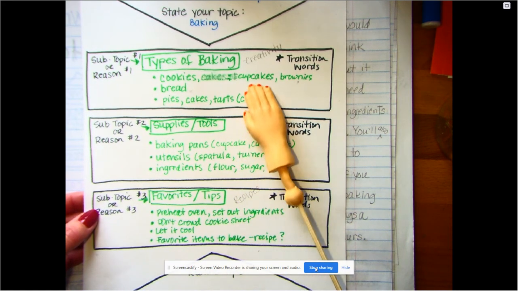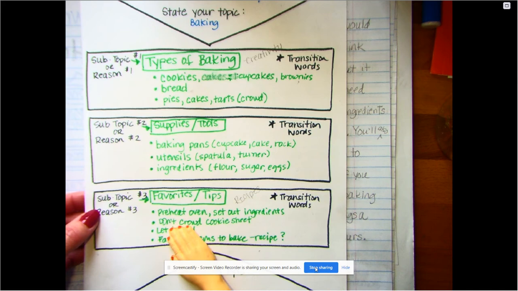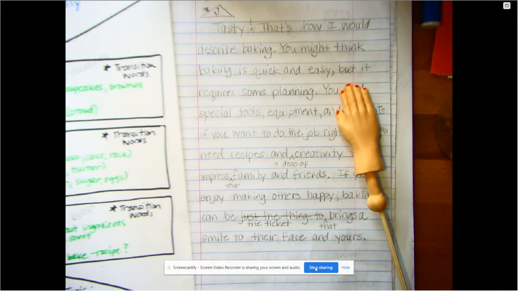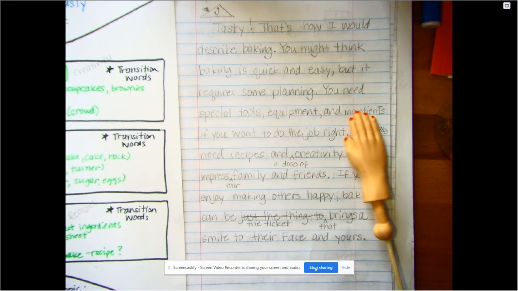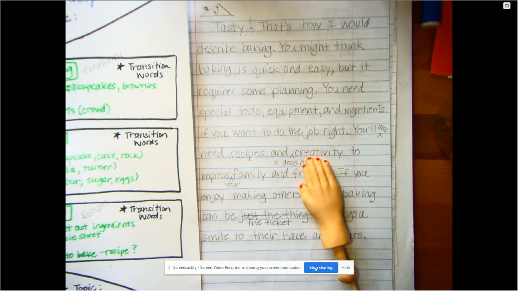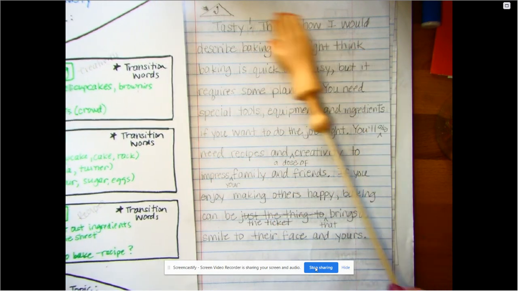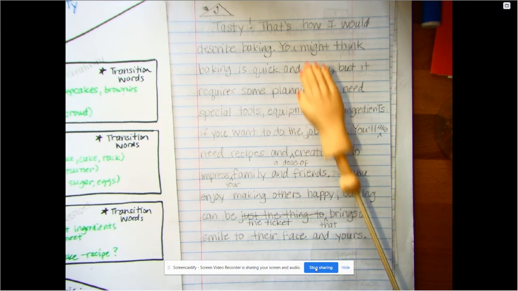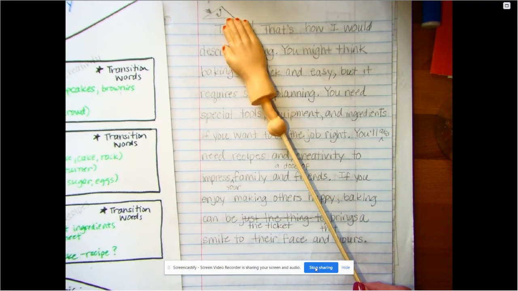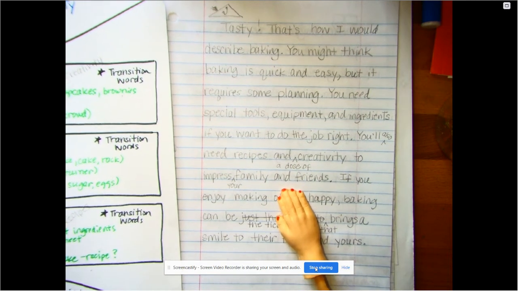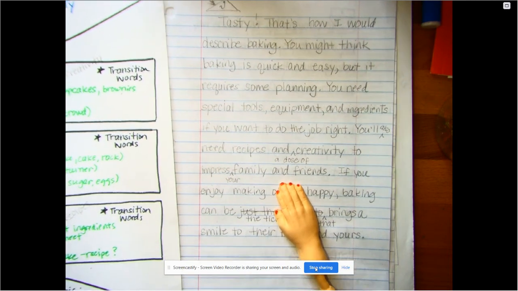I didn't tell them all the details. I just kind of gave them a preview of what they might learn about, right? Special tools and equipment and ingredients, right? Recipes, creativity. This is how you write yourself a really good introductory paragraph. You want to hook them. You don't want to tell them everything right away. You want them to read and say, I wonder what this is going to be about. I'm going to keep reading.